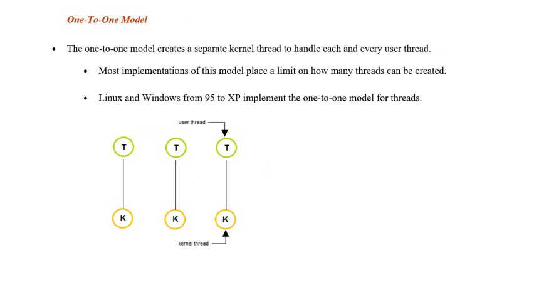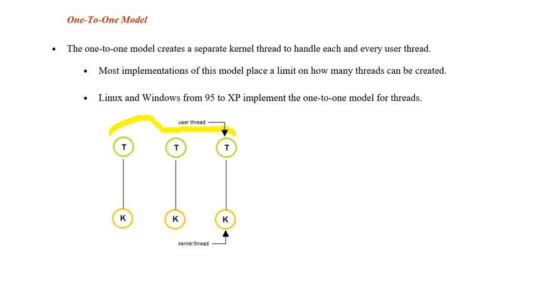Next we are going to the one-to-one model. As the diagram shows, in this one-to-one model, it creates a separate kernel thread to handle each and every user thread. Many different user threads will be there, and these individual or independent user threads will be mapped with these different kernel threads. Examples of the one-to-one model are Windows NT, XP, 2000, etc. Linux and Solaris also work on the one-to-one model.